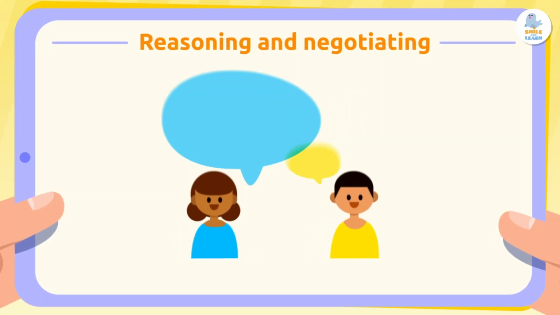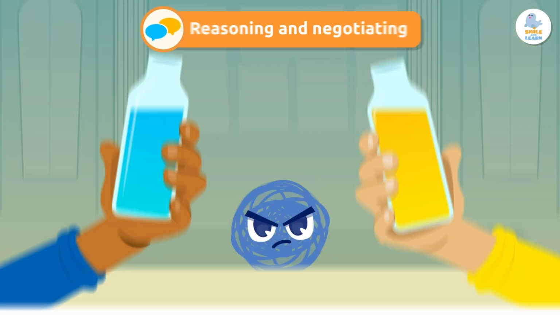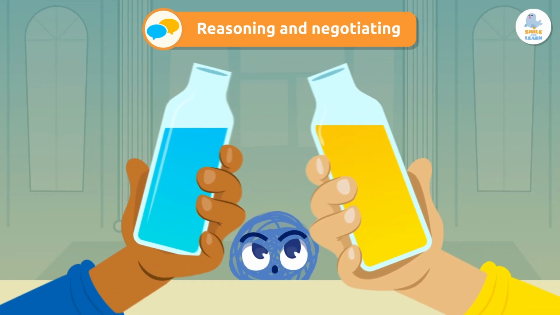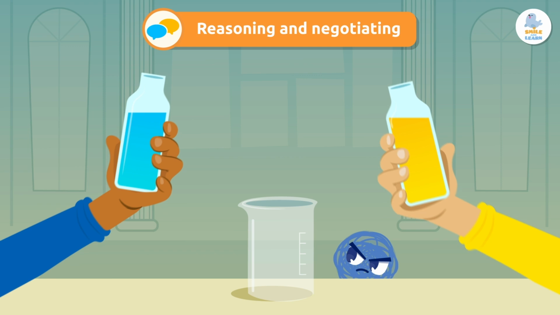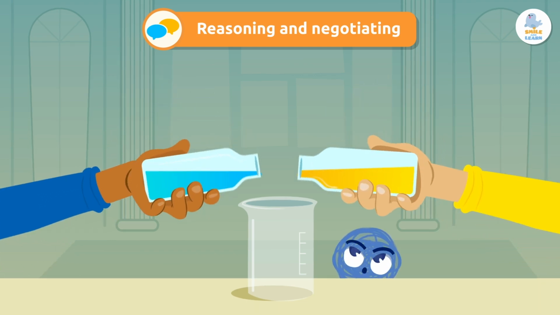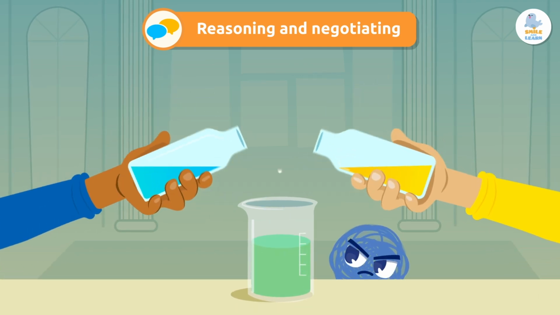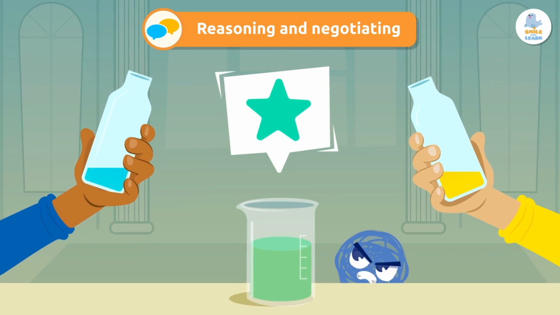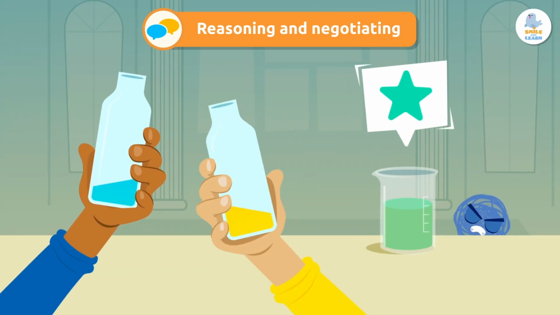Reasoning and negotiating. After sharing our ideas, we negotiate to reach an agreement. We should consider which option is best for the majority of the group. We might not get everything we wanted initially, but everyone should be satisfied in the end.